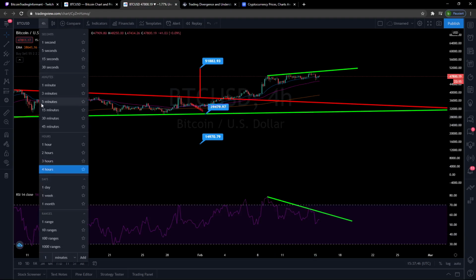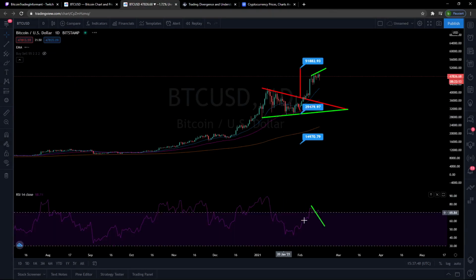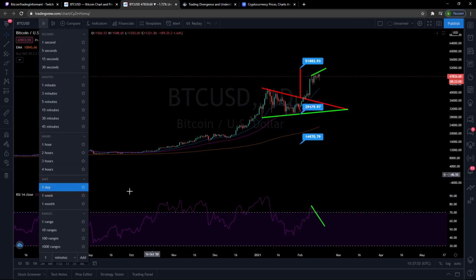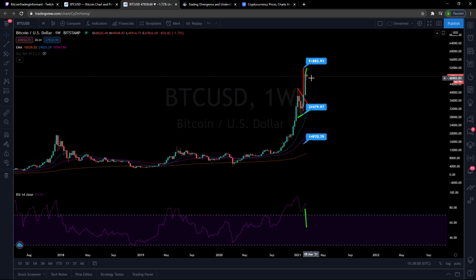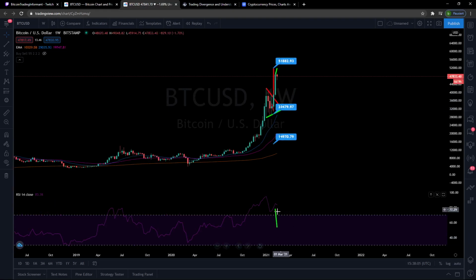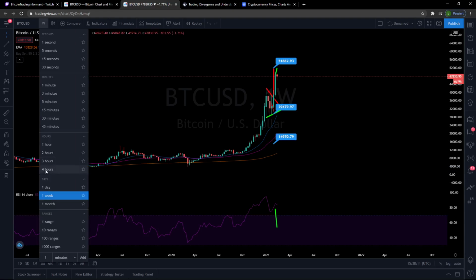But if we take a look at the daily, you can see it's here at 70, it's overbought. And on the weekly, it's extreme overbought. So for me, I would not wonder if Bitcoin would come down for the first time, because it's so overbought on the weekly. And with the divergence on the 4-hour chart, it's looking bearish for me.